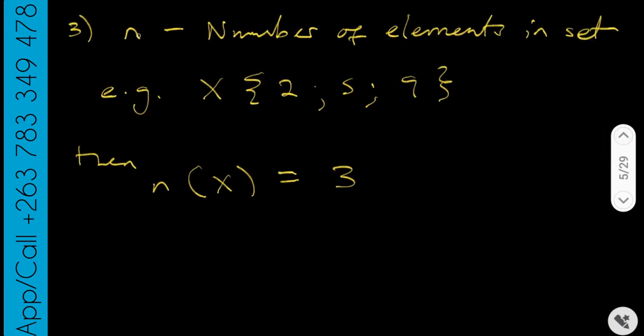The next thing is this small letter n. The small letter n means number of elements in a set. So for example, if I have this set X, which is equal to {2, 5, 9}, the number of elements in there, I can count them. 1, 2, 3. So n(X) is equal to 3. This means that the set X has 3 elements. Note, I do not put curly brackets here because this 3 does not represent an element, but it represents the number of elements. So no curly brackets there.